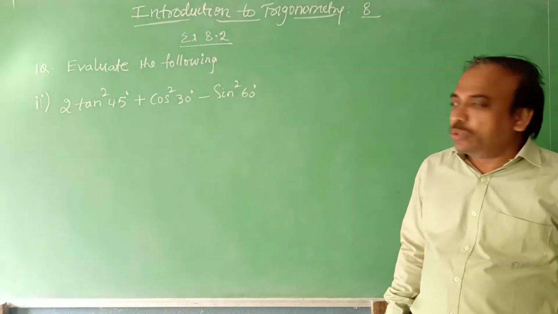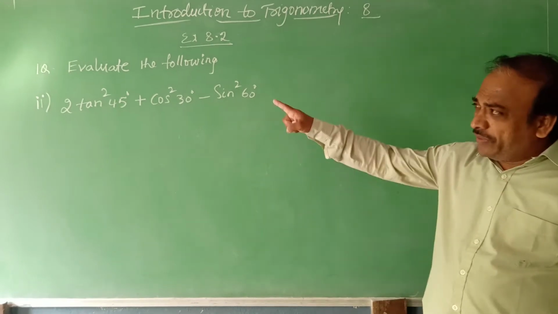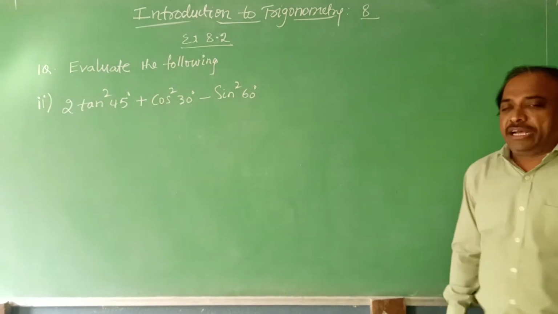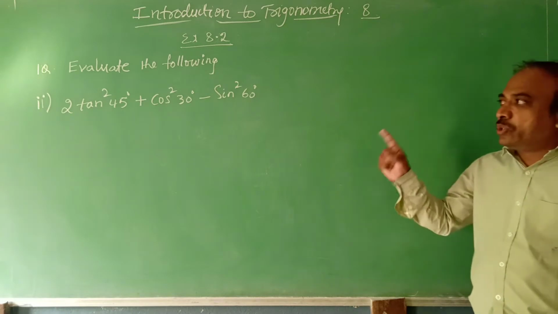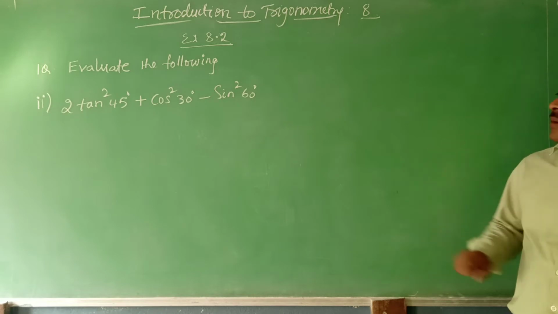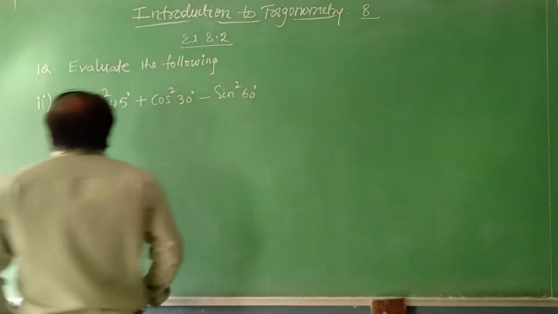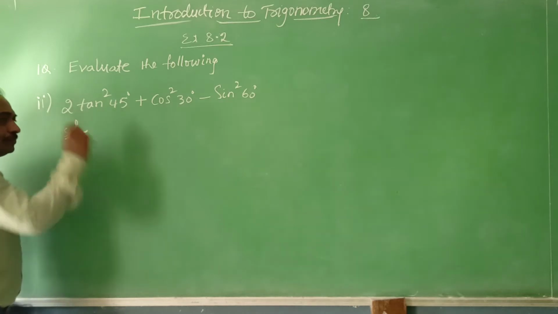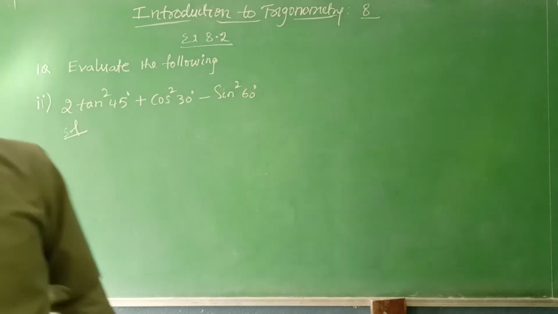Exercise 8.2. Evaluate the following. First question, second bit: 2 tan square 45 degrees plus cos square 30 degrees minus sin square 60 degrees. When you write the solution for this type of question, first you need to identify the values. You need to write down the values of it.